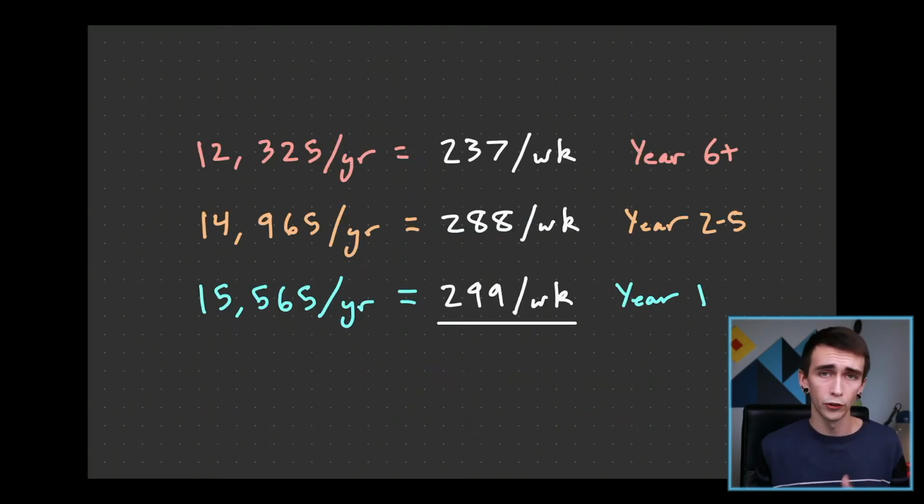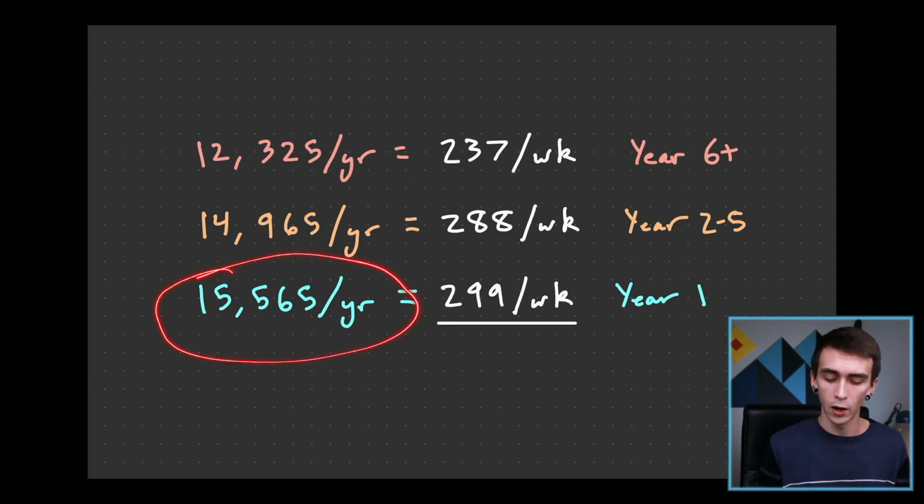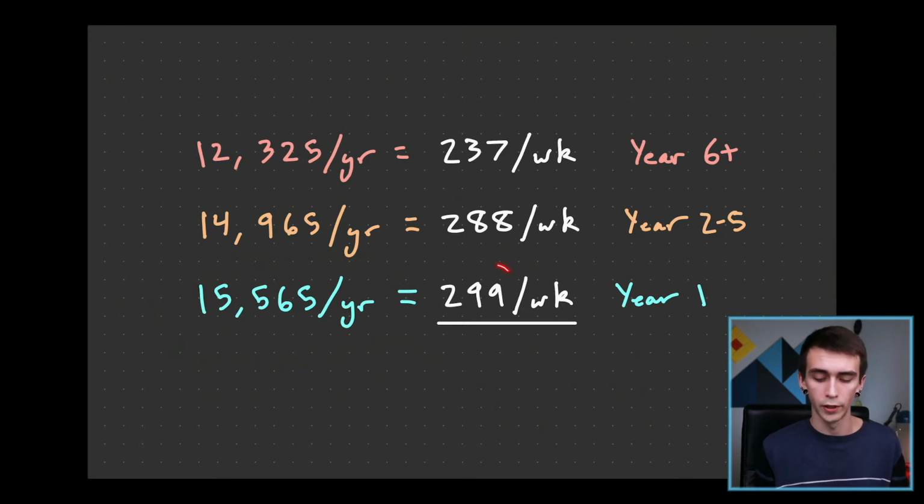So all three of those numbers from the previous screen were just the yearly amounts. So now I broke it down into weekly amounts. So you're going to be starting out with the $15,000, which comes out to $299 a week for the first year. And then years 2 to 5, you'd be looking at $288 a week in expenses. And then year 6 onward would be back to that $237 per week number.